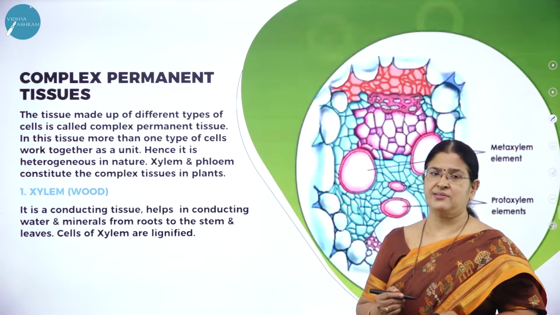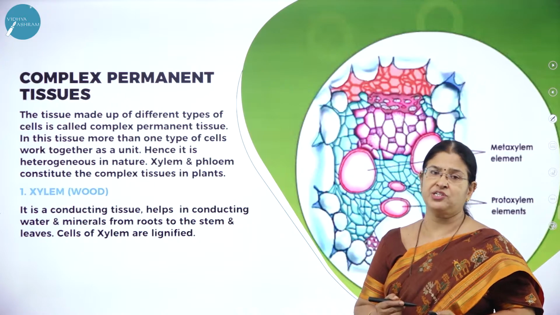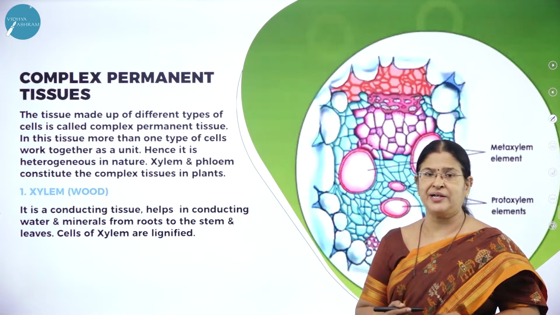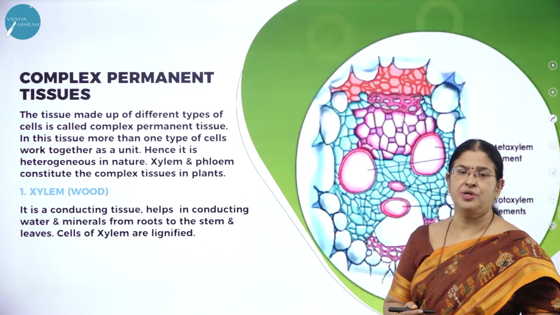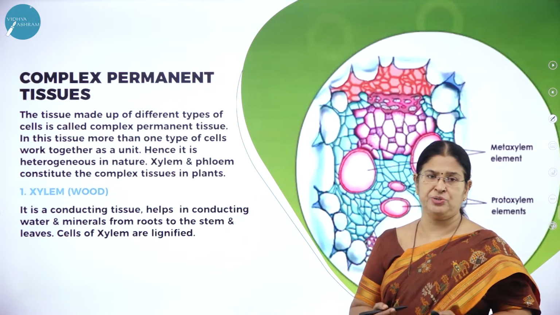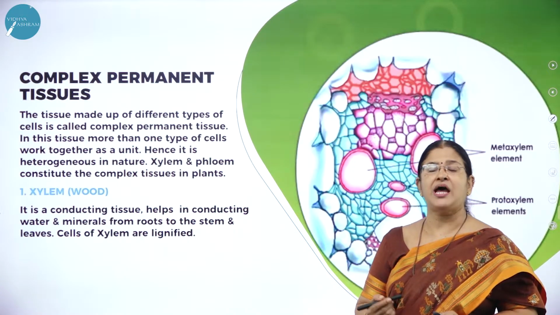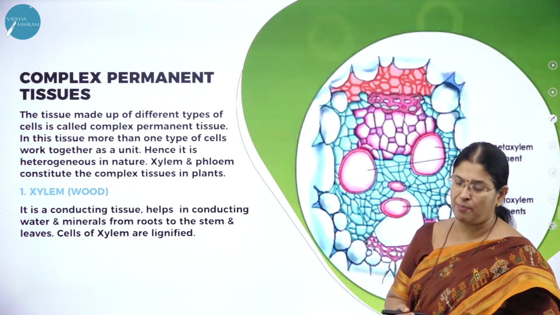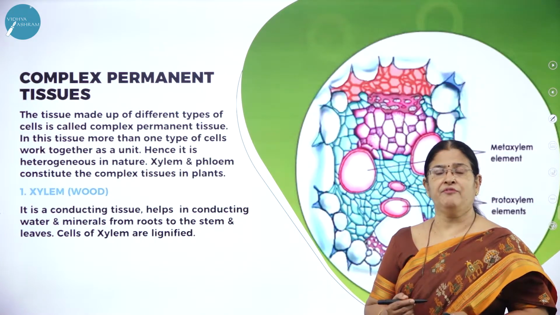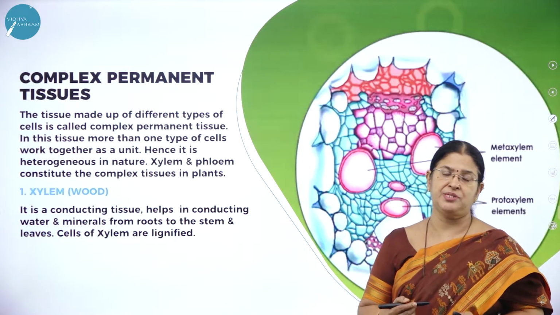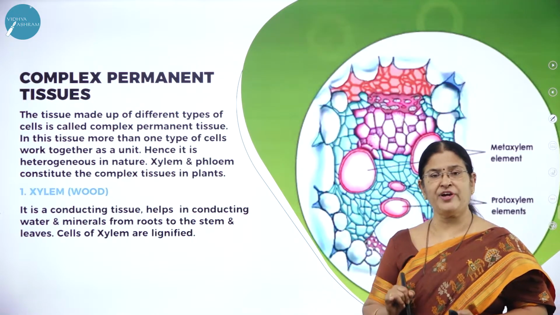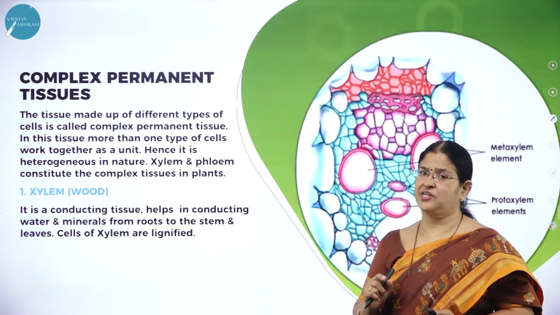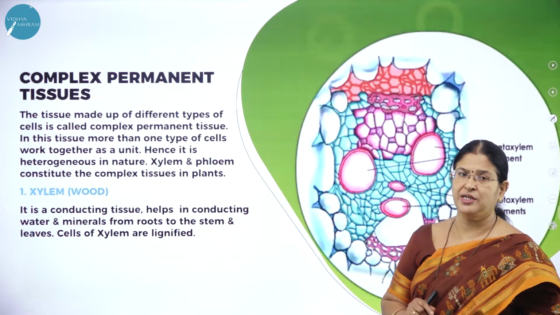Hope you remember in my last session, we studied about the classification of plant tissues, where the plant tissues have been broadly classified into meristematic tissues and permanent tissues. So we already learnt about meristematic tissue, then we learnt about permanent tissue, and the permanent tissue is again broadly classified into simple permanent tissue and complex permanent tissue. Hope you remember we have studied about the simple permanent tissues, that is parenchyma, then the modified parenchyma, then collenchyma, then sclerenchyma.